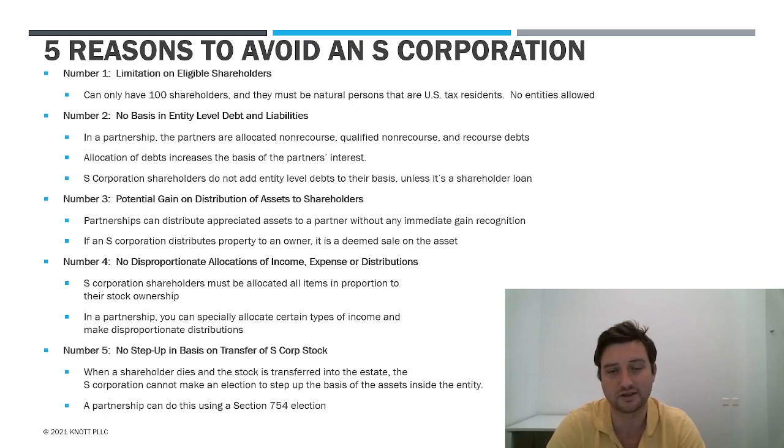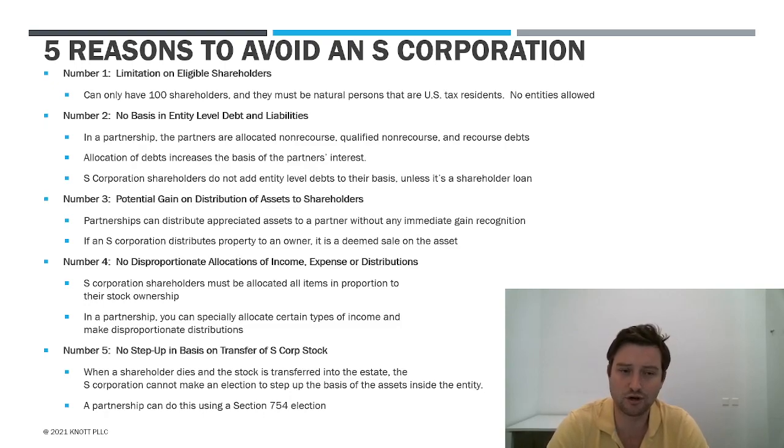There might be other considerations here which mean you should not be filing that S Corp election, and I want to go through what I think is the top 5. So number 1, to start off, limitation on who is an eligible shareholder.